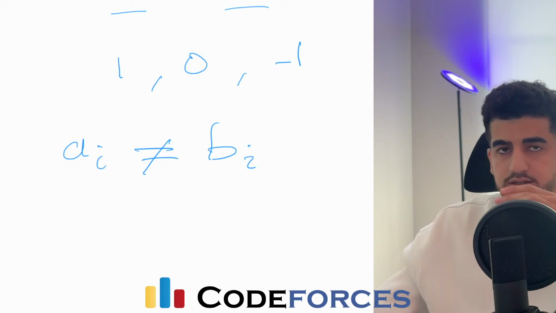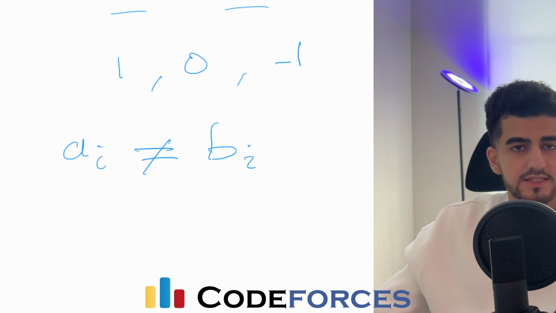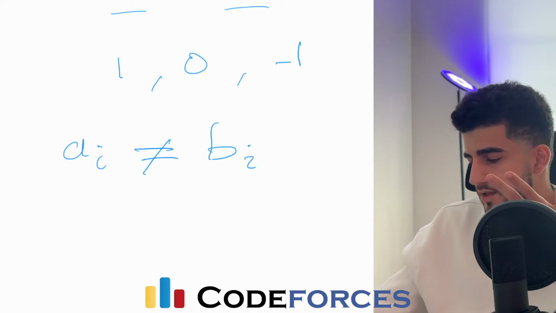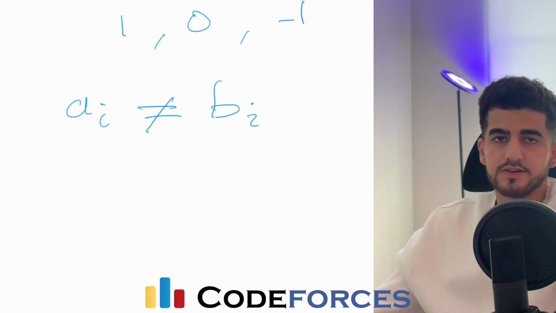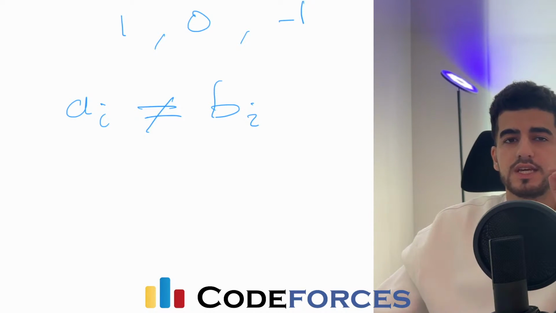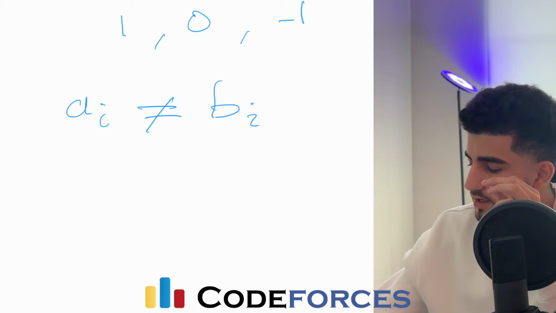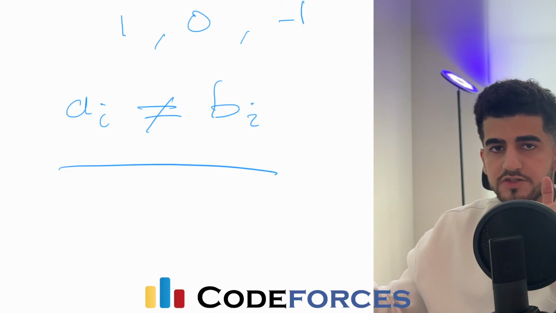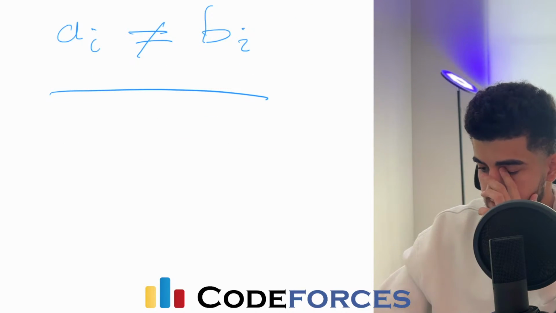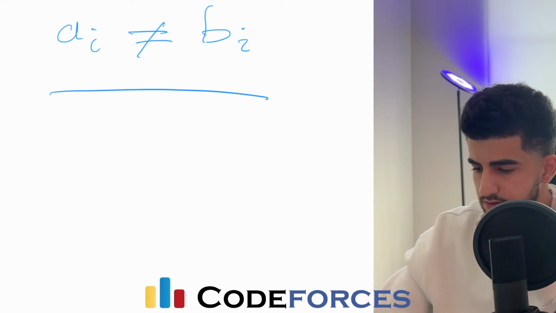If ai is greater than bi, you will ask the review for the first movie. If bi is greater, you will ask the review for the second movie. So our question is only for the case that ai and bi are equal. The rest of them are trivial. Is it clear so far? Please show me this reaction if it is clear so far.